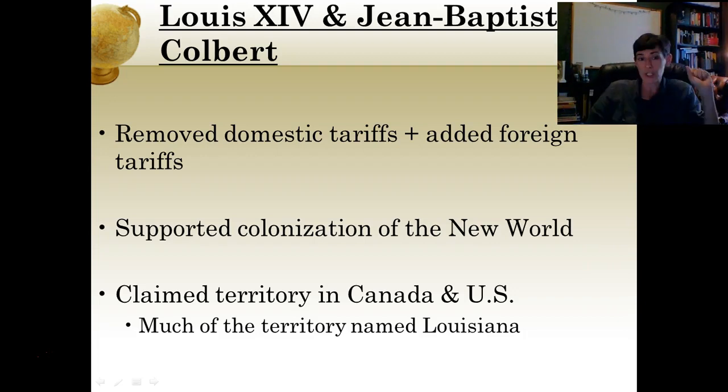So he supported colonization of the New World and claimed territory in Canada and the U.S., much of the territory that we now refer to as Louisiana, and what will become the Louisiana Purchase that the United States will buy from Napoleon in 1803. That's the area of Louisiana we're talking about.